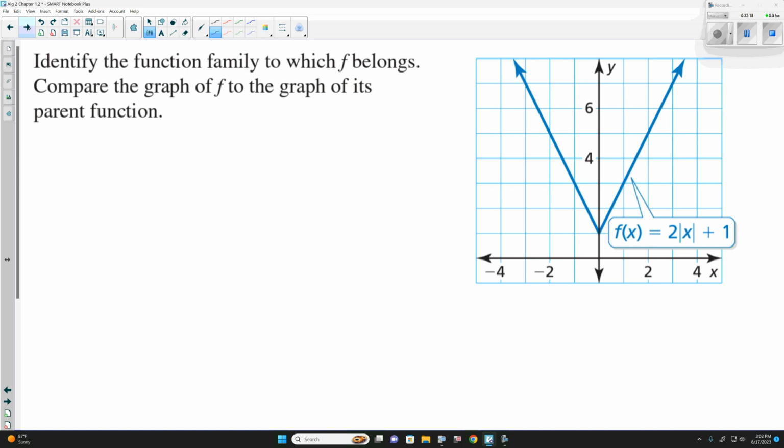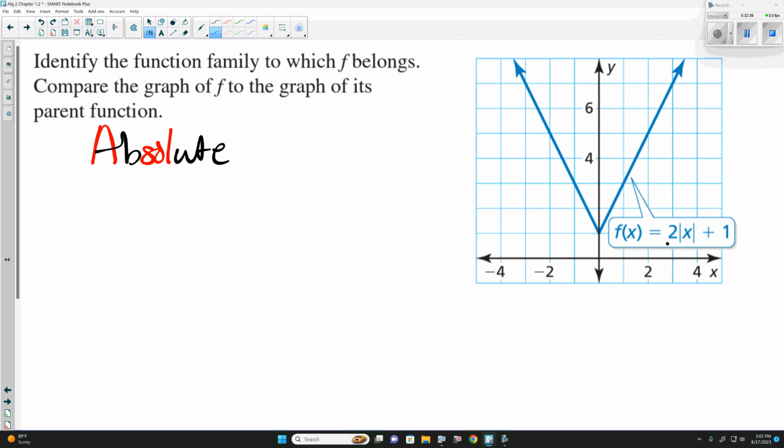We can do more than one. We can have more than one of these transformations happening at the same time. That's the only thing we're finishing this with. Now, what kind of function is this? Absolute. Part of the reason we know is that 1, it is a v-shaped function, and 2, we have the absolute value bars.